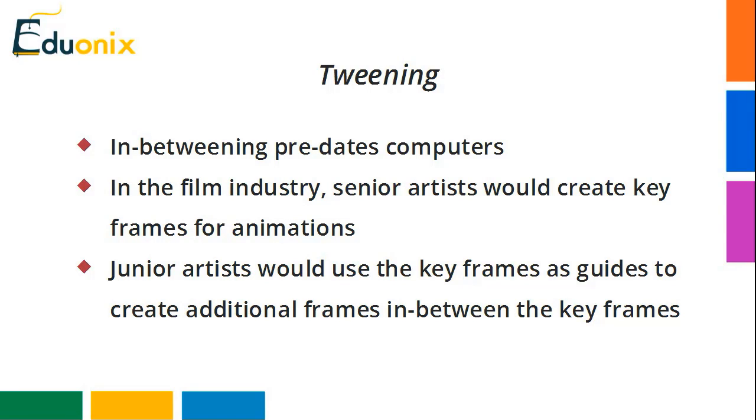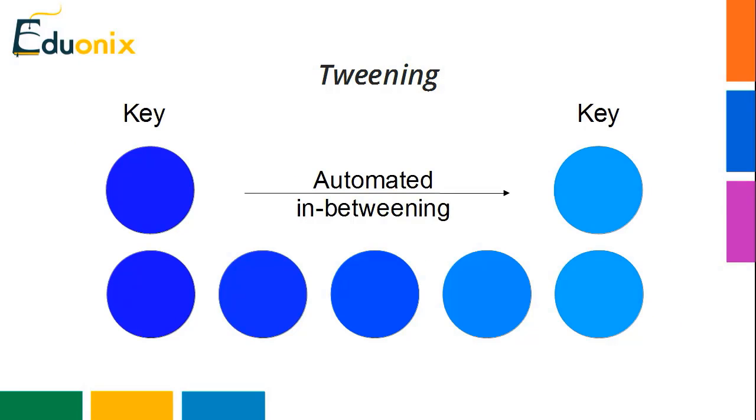So Flash still uses the term keyframe, and instead of in-betweening it's using the word tweening, which is an automated process. So let's have a look at this tweening. I've got here a dark circle which I'm going to say is a keyframe, and a light circle, which I'm going to say is another keyframe.